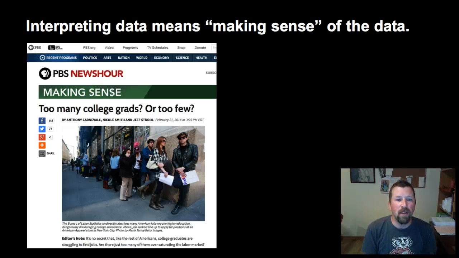You see an example here from PBS NewsHour. This is an article that says too many college grads or too few from February 21st, 2014. In this article, they're using some data from the Bureau of Labor Statistics, which is a government agency, and two different people are interpreting that data in different ways. One person thinks that we actually have too many people graduating from college and that it's leading to higher unemployment. The other person actually thinks we don't have enough people graduating from college and that will lead to a shortage of qualified applicants for a lot of different jobs that will be available. So in both cases, they're interpreting the data and coming to different conclusions.